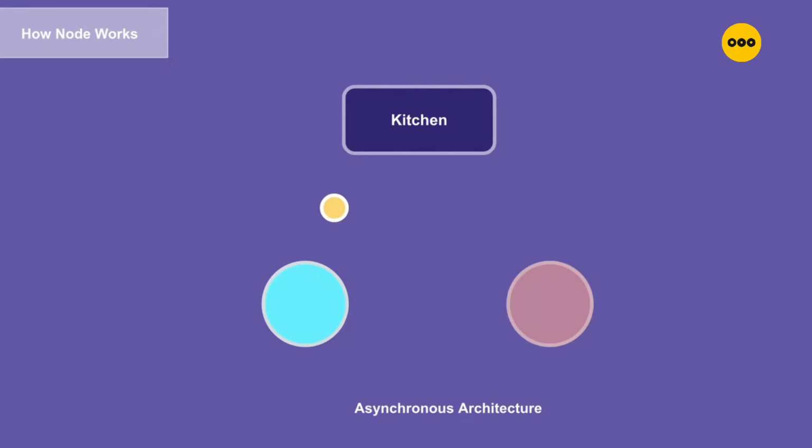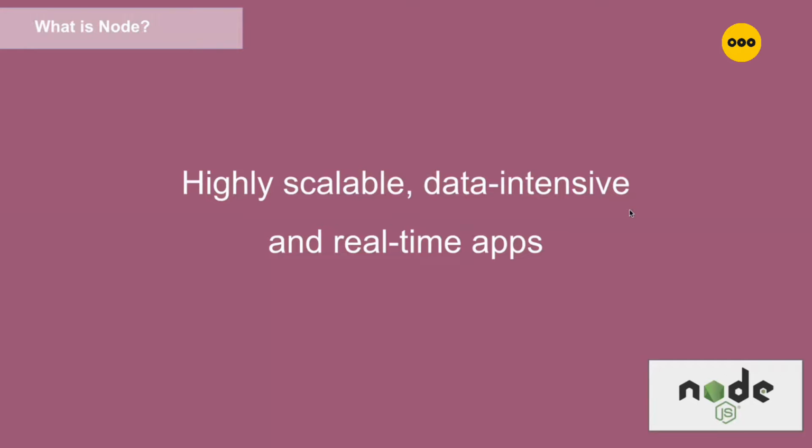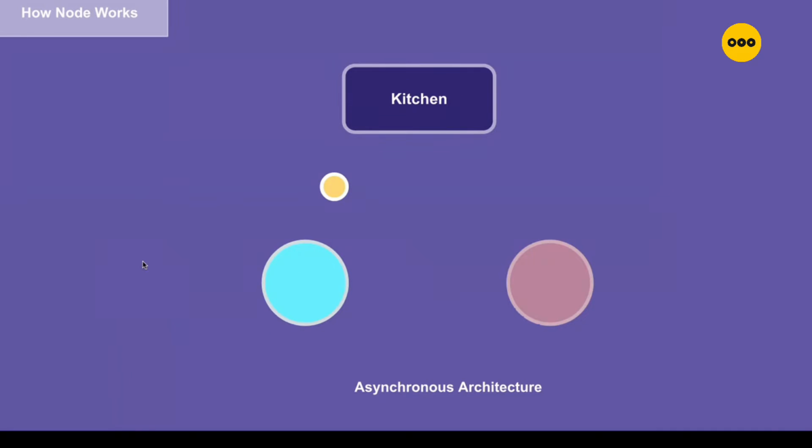Then we've heard of asynchronous programming. So if we have asynchronous, definitely we have synchronous. Okay, so I was just explaining to you that when it comes to data intensive and real-time apps, Node.js is the best. All right, so I mentioned the asynchronous architecture of Node.js.